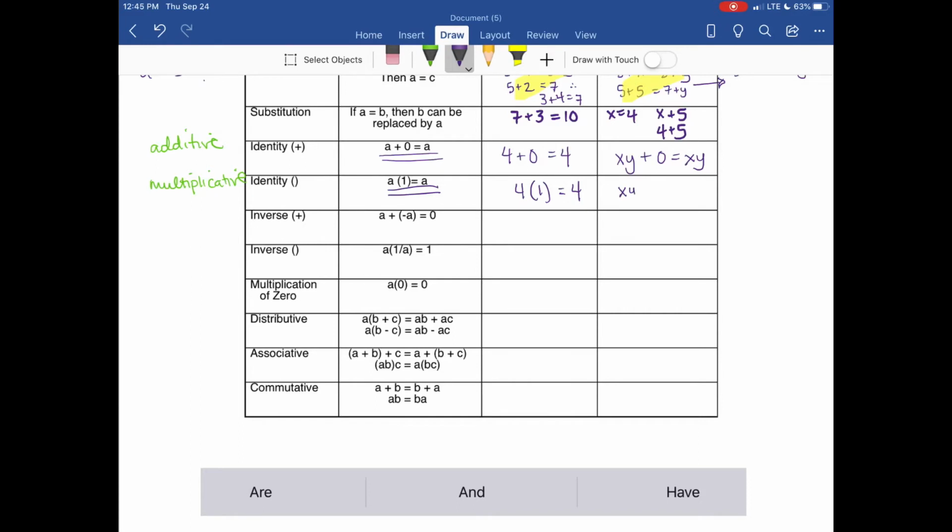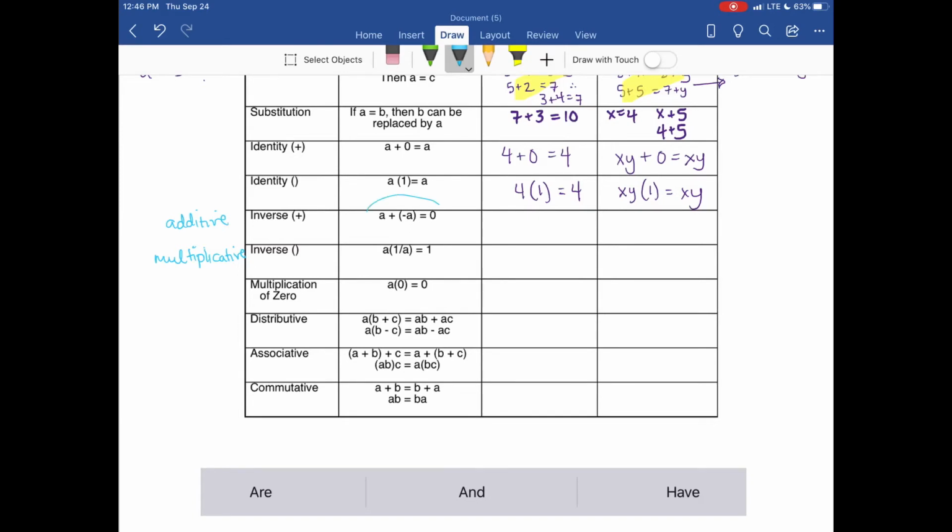Here, xy times 1 will always give me that same number at the end. So the next two are also related, but now the question is, what number can I add to any real number and get that additive identity as a result? So meaning, what number can I add to any real number and get 0?